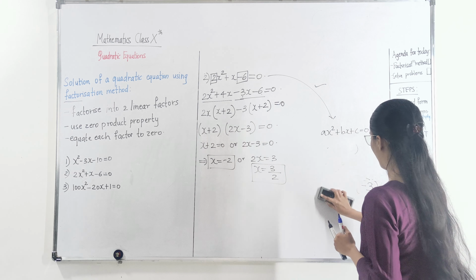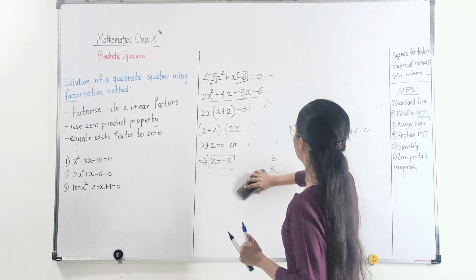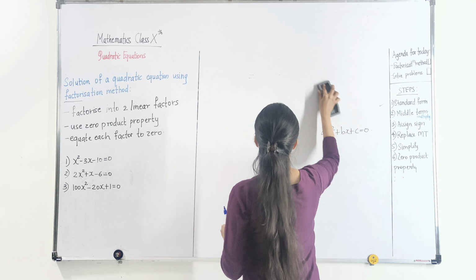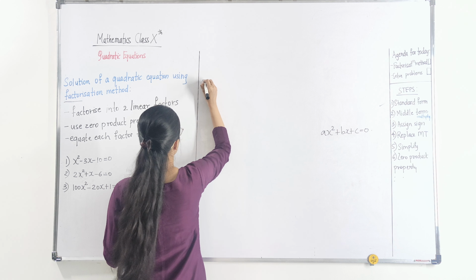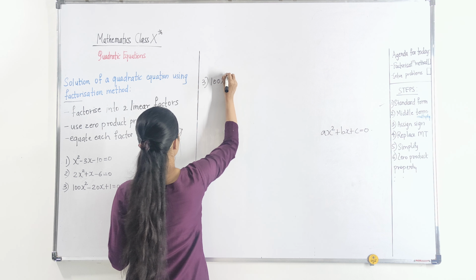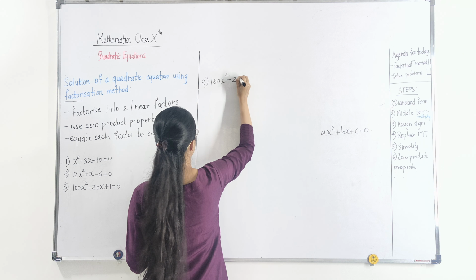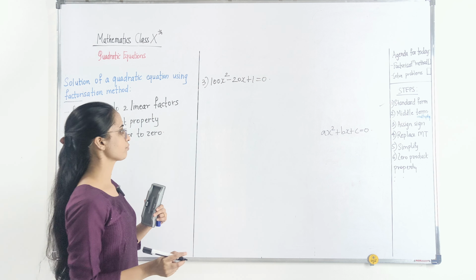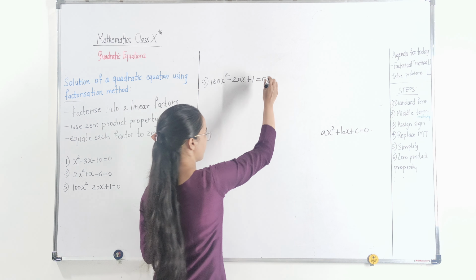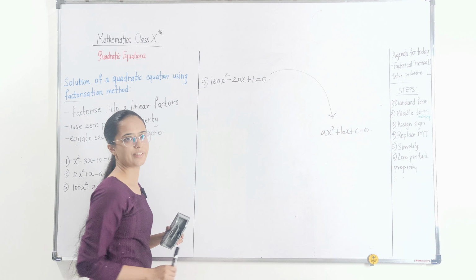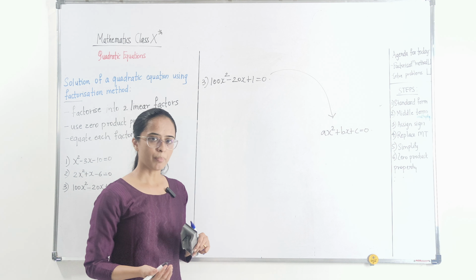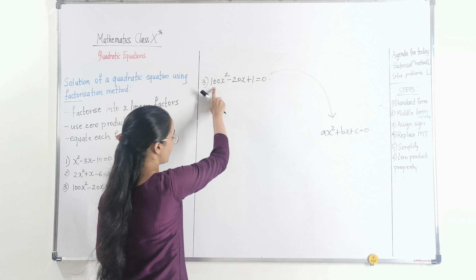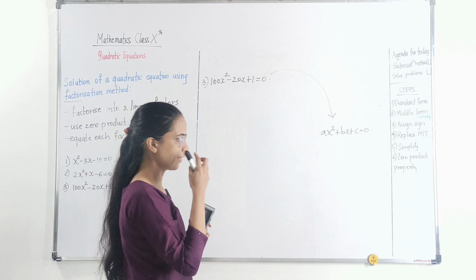Now let us move on to the final question. Question number 3, 100x square minus 20x plus 1 equals to 0. Now, again if you try to compare it with the standard format, it is in the standard form. So let's move on to step number 2, where first we are going to multiply the first term, the coefficient of the first term and the constant term.